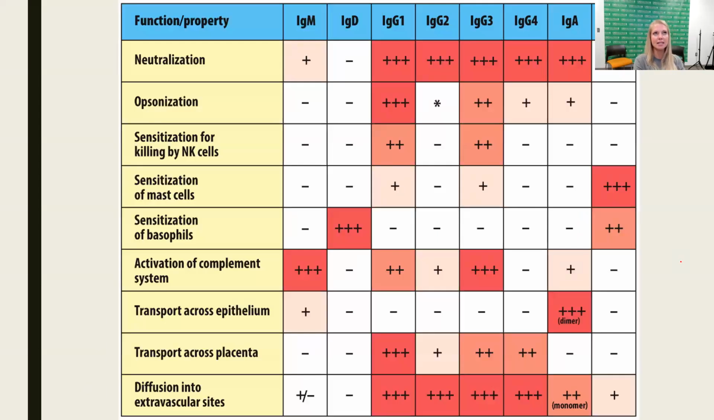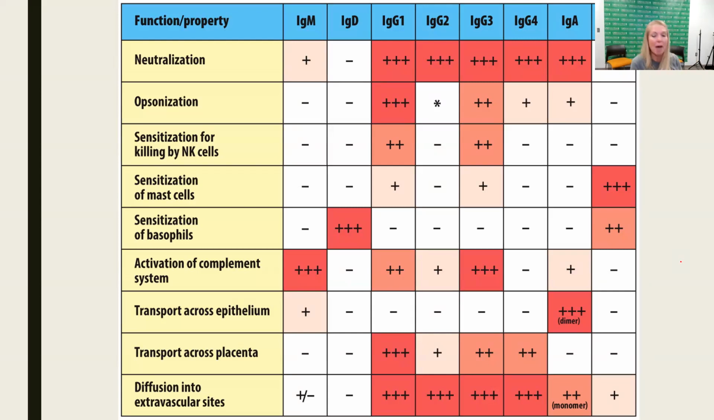So here's an excellent summary table of the different antibodies and their most notable functions. And you can see that IgG1 has a lot of functions. It's really great at a lot of different things, as well as IgG3. When we look at IgD, yeah, sensitization of basophils, okay. Nobody even cares about basophils though. So, I mean, people do. People do care about basophils. They're not big players in the game. So IgD is just not a huge player beyond what we see with the B cell receptor.